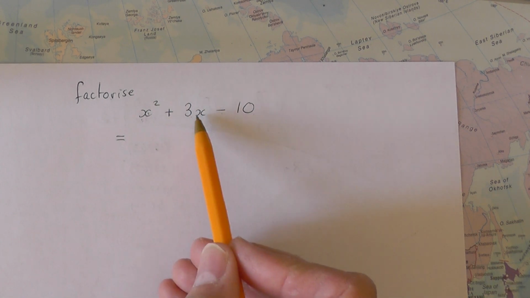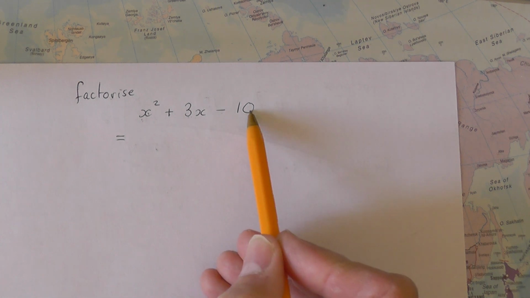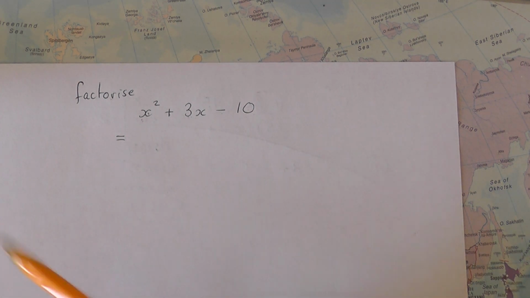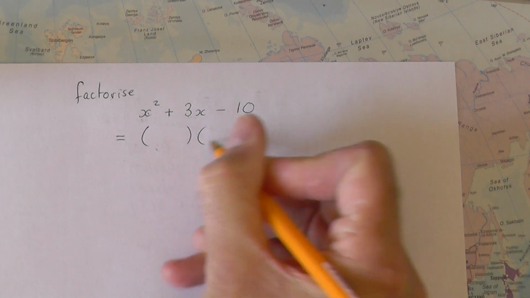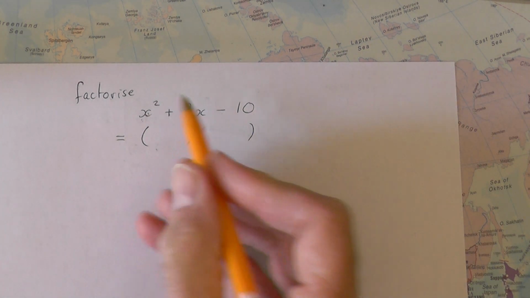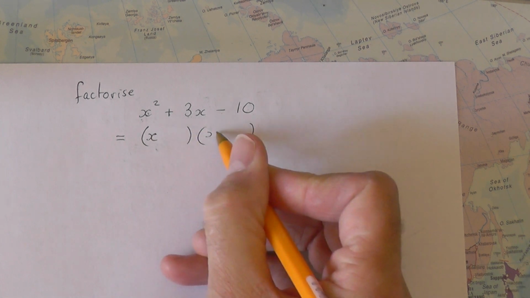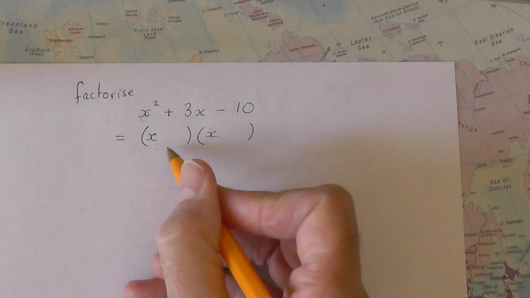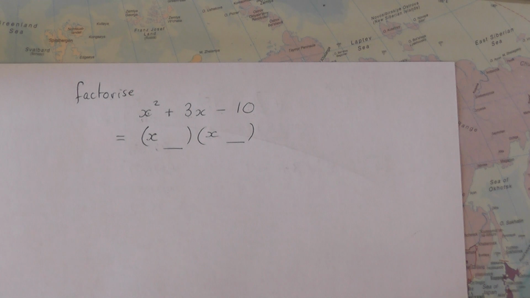x goes into that, x is present there, but there's no x there. So there is no common factor. So you now know it must be a double bracket factorisation. Because it's x squared there, automatically the first term in each bracket must be an x. Your job now is to work out the two missing values.